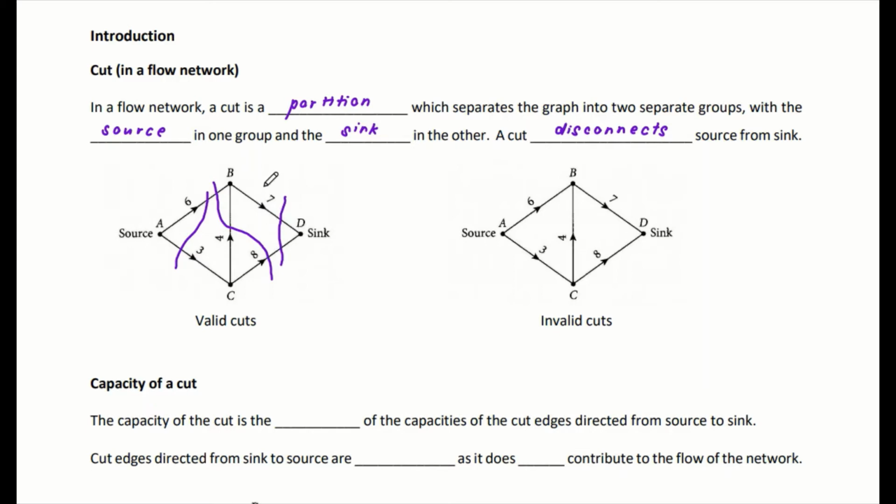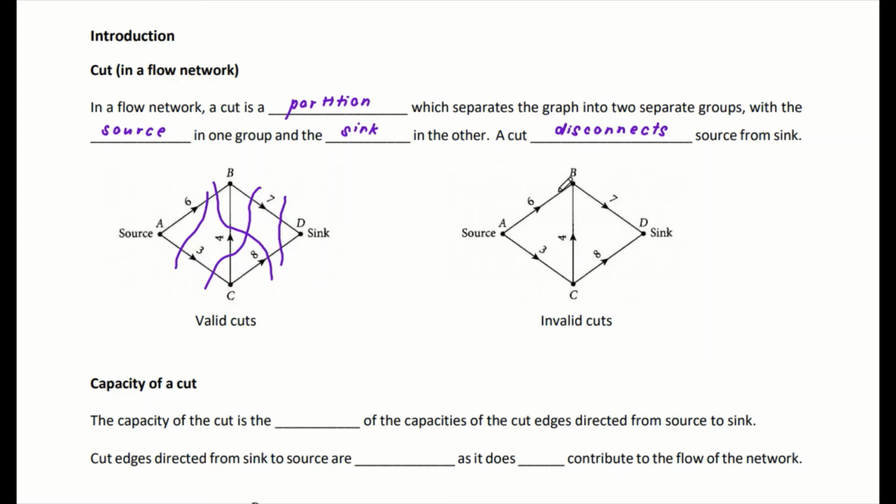So even if you draw a cut like this, it is a valid cut as well, because you have one region with the source and another region with the sink. Just like that, I think that's the maximum number of cuts that you can have in this graph already. Now let's look at some examples of invalid cuts, so you can understand what is meant by you can't separate your source and sink.